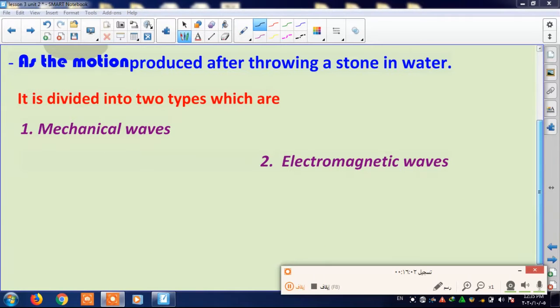The wave motion has two types. The first one is the mechanical wave. The second one is the electromagnetic wave. What's the difference between the two types of wave? Let us know.